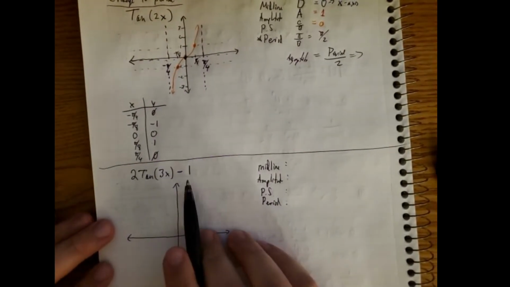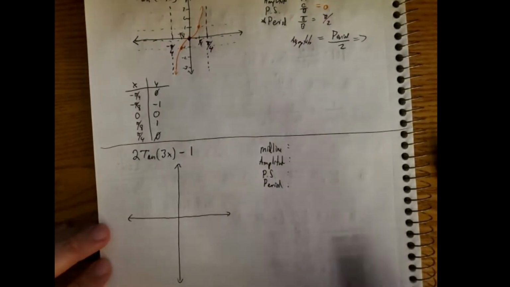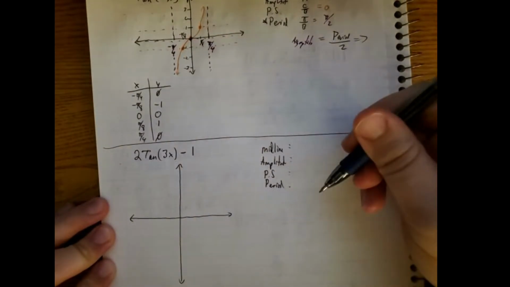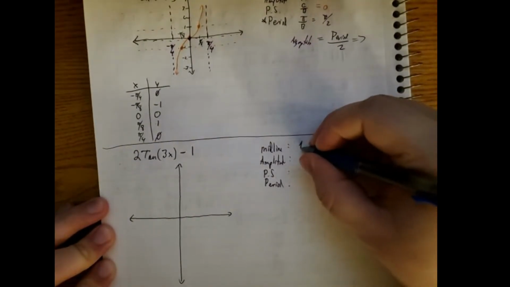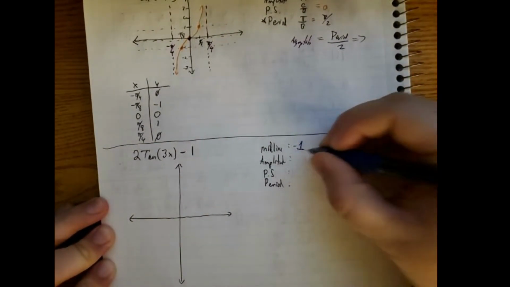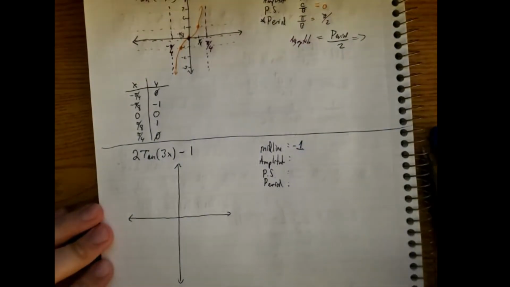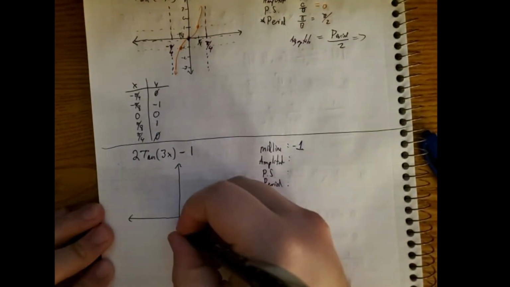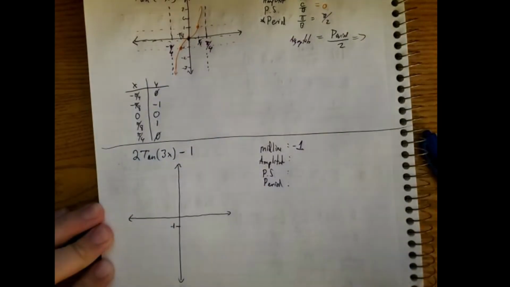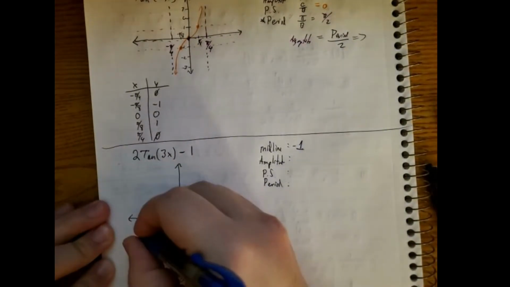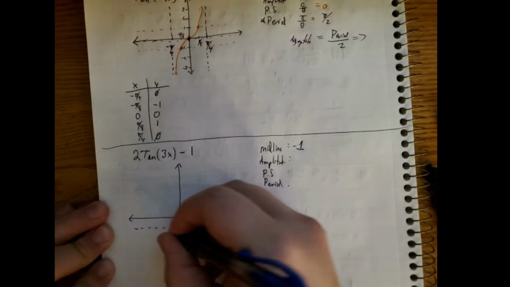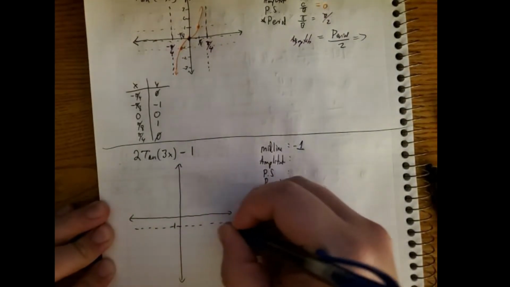Now I can see this is shifted down 1, which is going to be my first step, is to establish the midline. So my midline is at the value of d, which in this case is a value of negative 1. And so I come down here to negative 1 on the y-axis. There's negative 1. And I draw my midline. There it is. So beautiful.